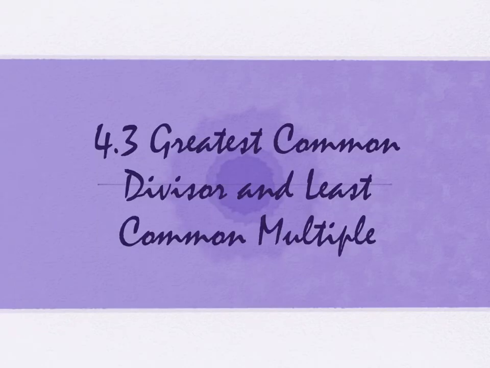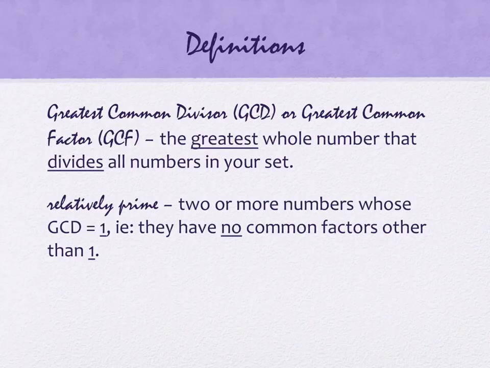4.3, we're going to take a look in this section at greatest common divisors and least common multiples. This is the last section in chapter 4. And to start with, we're going to define what that means. One half of it anyway. The greatest common divisor, GCD, also called greatest common factor. Those are interchangeable. It is the greatest whole number that divides all numbers in your set.